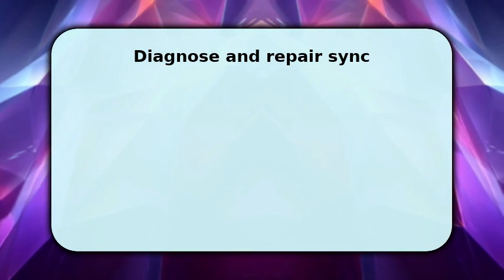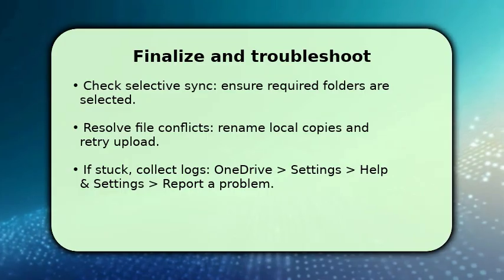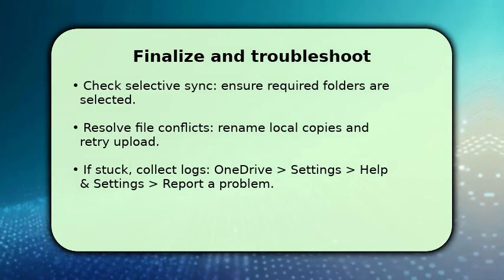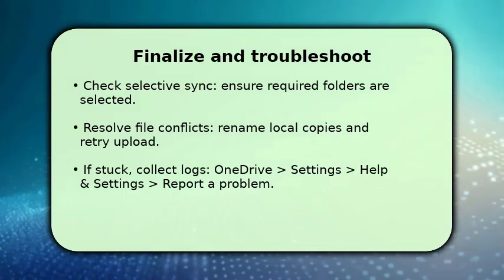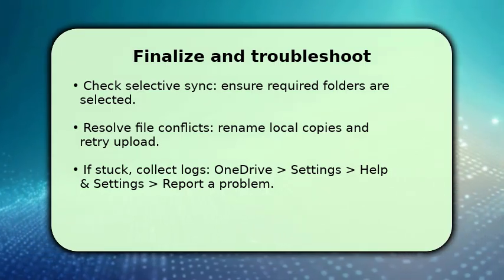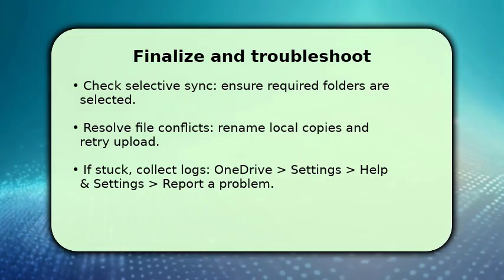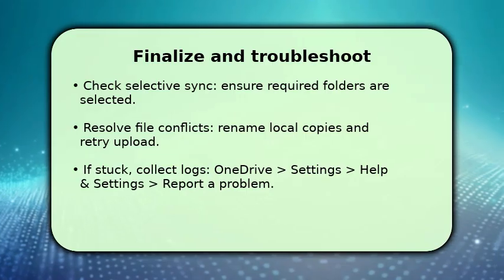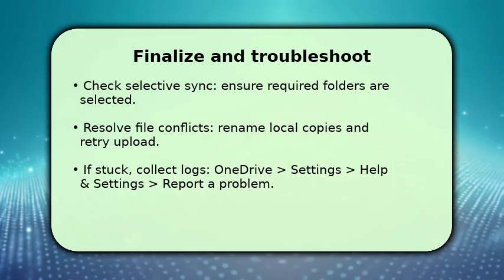Finish by confirming selective sync includes the folders you need, because deselected folders won't download. Then resolve file conflicts, rename the local file or move it temporarily, and let OneDrive recreate the synced copy. This prevents sync loops. If syncing still stalls, collect diagnostics via OneDrive's report tool and review logs for persistent error codes. One key tip: when nothing helps, test with a small new file in the synced folder. Success narrows the issue to specific files or permissions.